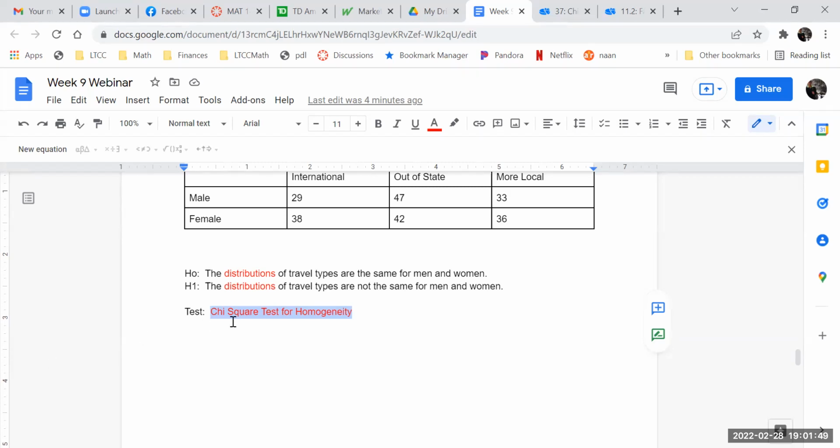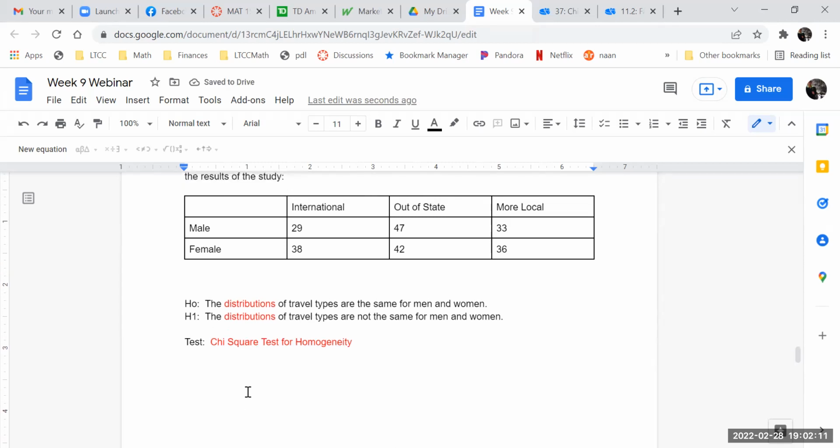Okay, so it's called the chi-square test for homogeneity. It's really important whenever you're comparing two different groups to see if the two groups have the same distribution of something that is a qualitative variable, then it's the chi-square test for homogeneity. Any questions on that so far?